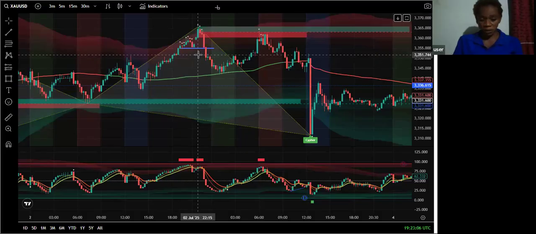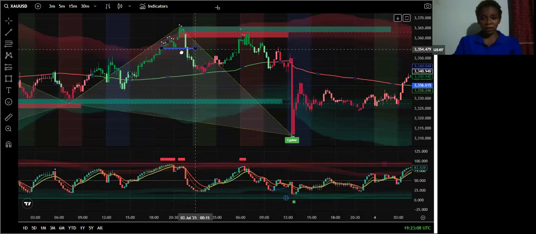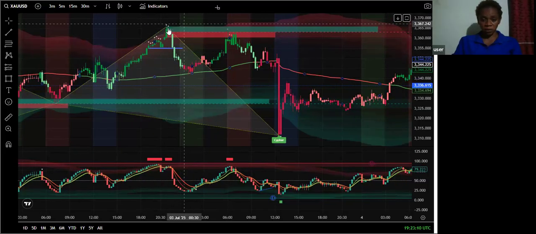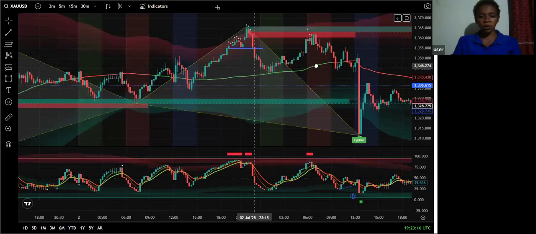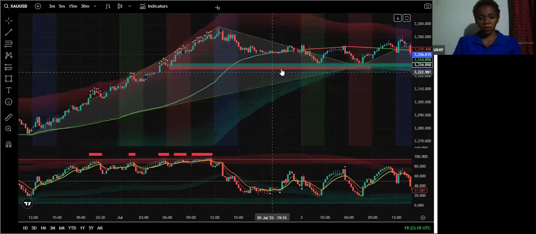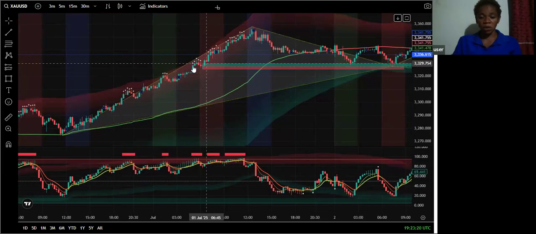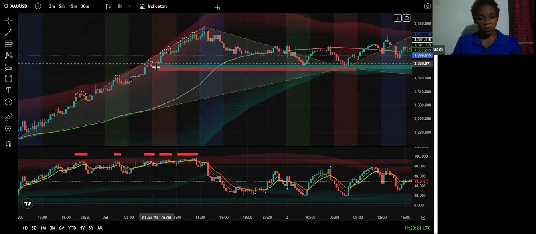Now, the types of order block we're talking about: this particular zone right now, we call it a bearish order block. Then this zone below here, wherever it started from, we actually call it a bullish order block. Same thing is applicable to this particular zone. You understand?